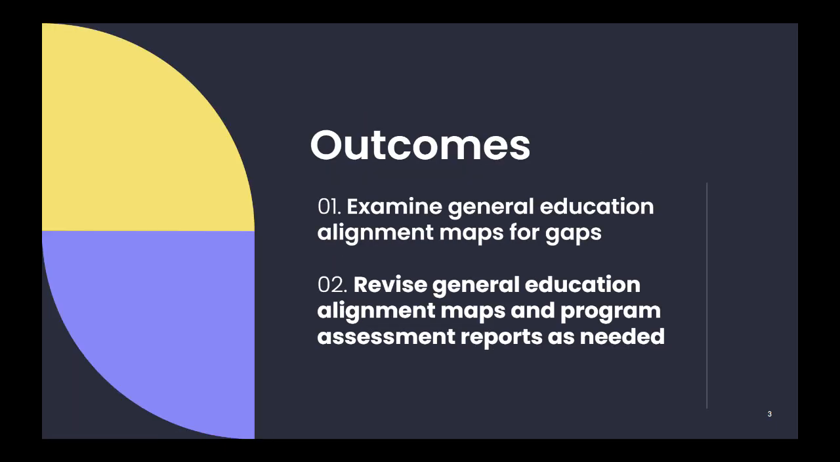The outcomes for this session: by the conclusion, you will be able to examine general education alignment maps for gaps and revise general education alignment maps and program assessment reports as needed. Again, make sure that you are looking at the feedback that was provided to you by the assessment committee. All of the assessment committee members were working hard over the summer to make sure that assessment reports were returned well in advance of everyone's return to campus. So please make sure that you are looking at the feedback that was provided.